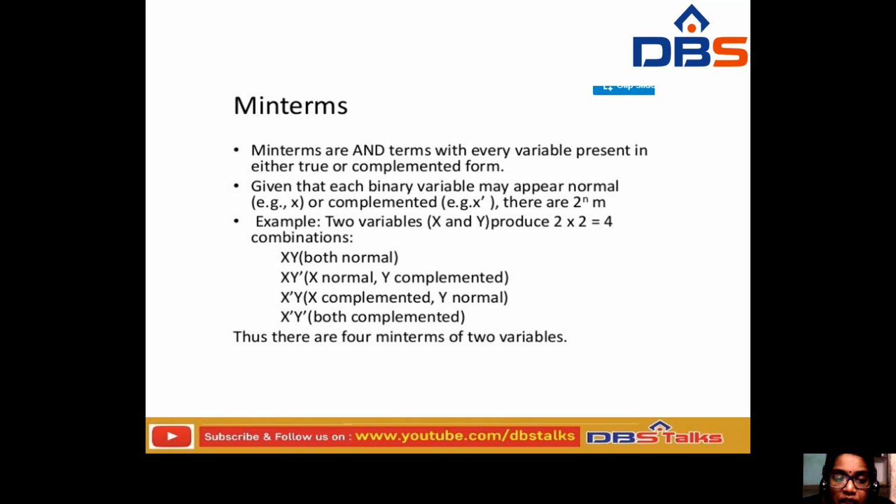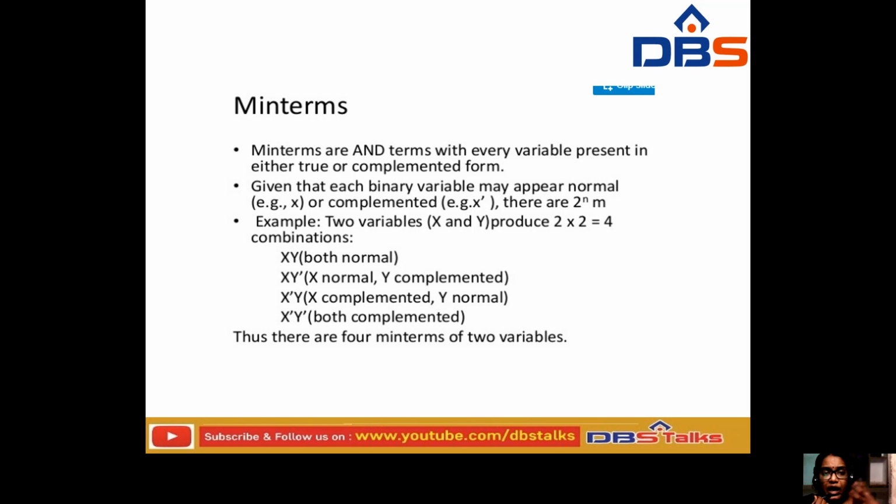Whenever you perform an AND operation, we can say it is a min term. Here xy is both in normal form, and x y dash is x normal and y in complemented form. Next one is x dash y, that is x complemented and y normal. And next one is x dash y dash, which we already know means both are complemented. Suppose it is a min term, how can we say it is a min term?